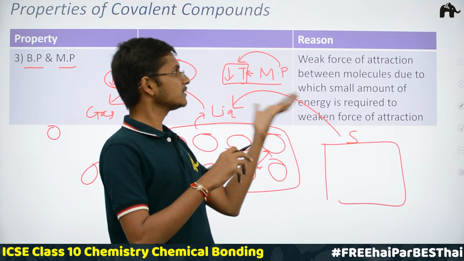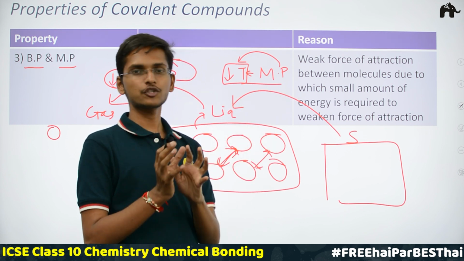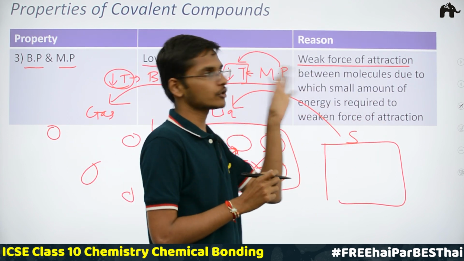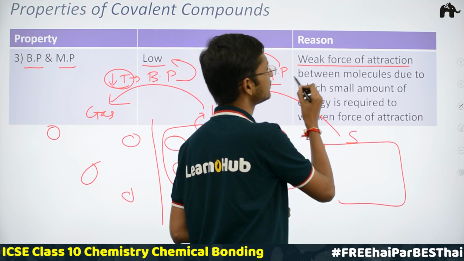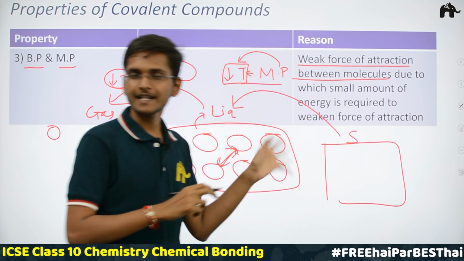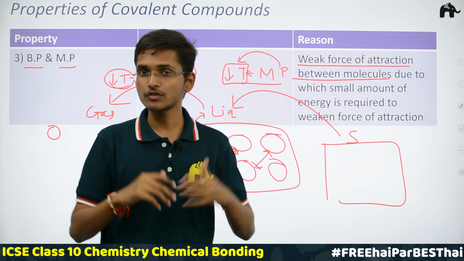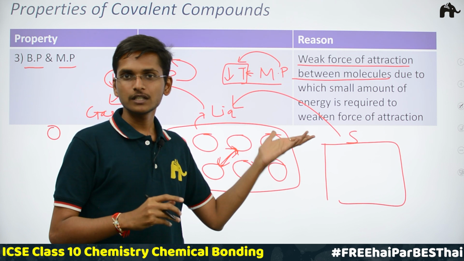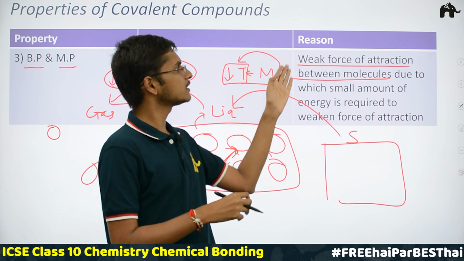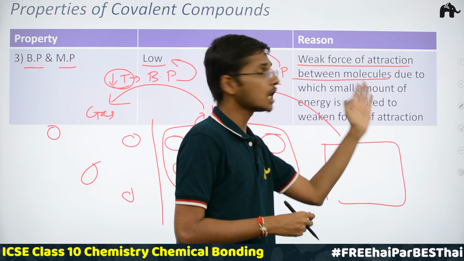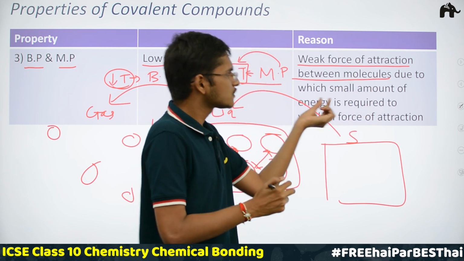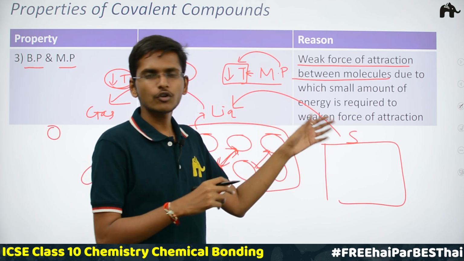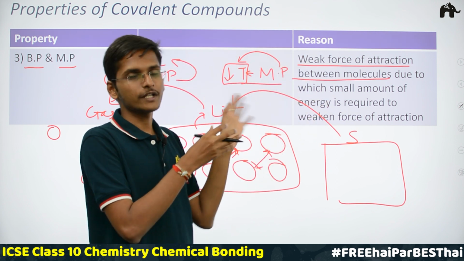So the reason behind the low boiling and melting points, we have understood, but let me tell you the keyword which you should not miss while writing your examinations, which is weak force of attraction between the molecules. Just like we had the keyword for the ionic compounds, strong electrostatic force of attraction, you don't have to miss this keyword while writing the reason. Due to this, a small amount of energy is required to weaken the force of attraction, and this is enough to explain why they have low boiling and melting points.